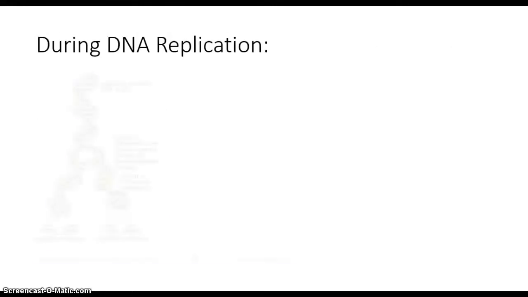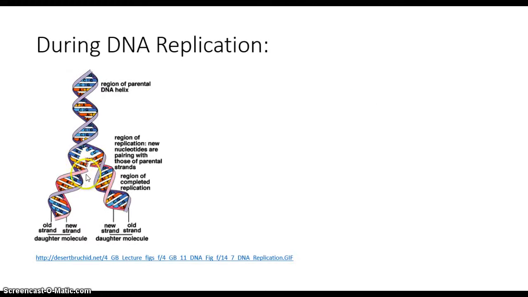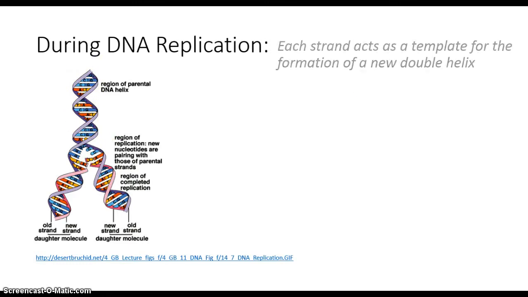So when you want to replicate the DNA, all you have to do is unwind it to separate the two strands from each other, and then just put in the complementary bases to form the missing strand, creating two new double helices from when there was only one. So, each strand therefore is acting as a template for the formation of a new complementary double helix.